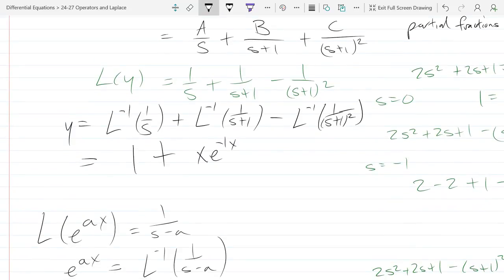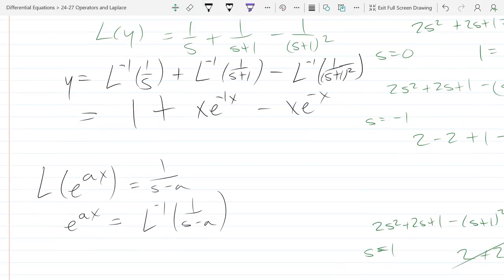Oh no. So there's got to be a mistake somewhere. Yeah, so it uses what we have right here. Yeah, so we just inverted this, and where a was positive 1, no, negative 1, so it turns into that right there. So there is our answer.